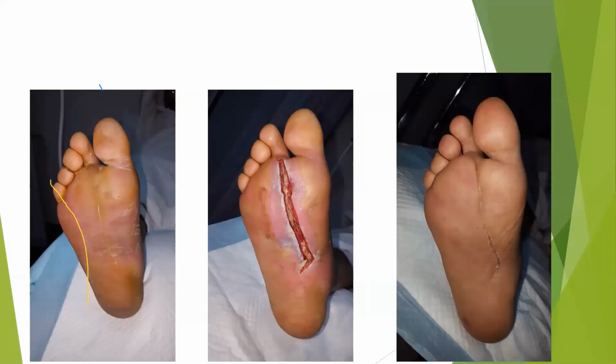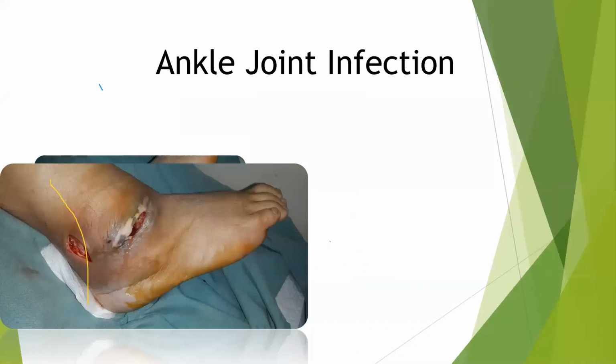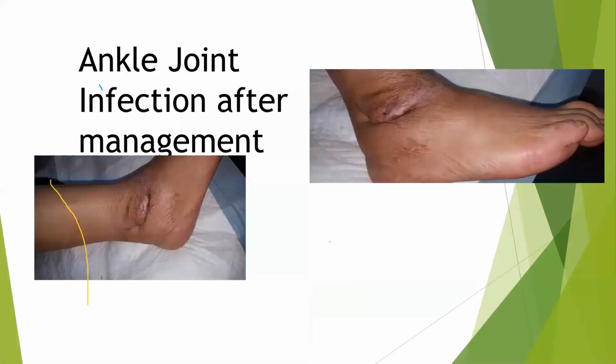Another case of infection in the foot due to a foreign body also, and generous incision, proper debridement with preservation of the skin. You should take care of the skin. Another case of ankle joint infection. Of course, you have to use a cast for these cases to prevent fracture or loss of joint function. After management, it is cured.